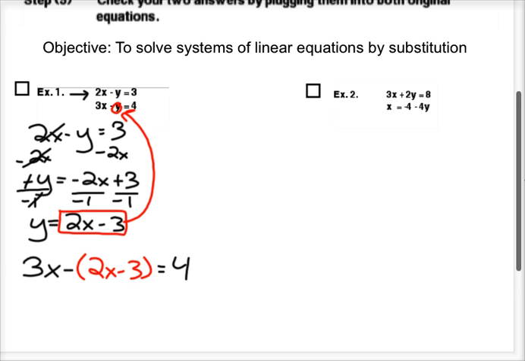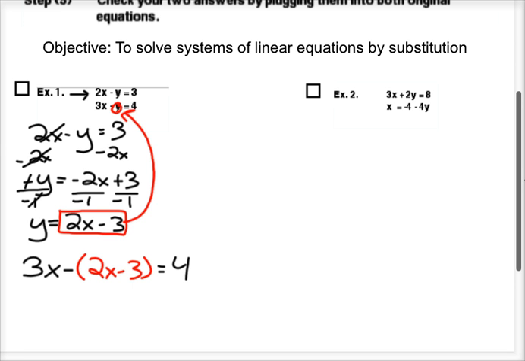So again, all I've done here is I've isolated that first variable, I've isolated y, and now what it's equal to, that 2x minus 3, I've plugged into the second equation to get rid of the y. Because if you look at what I've got now is one equation with one variable. I'm going to actually be able to solve this equation for x.